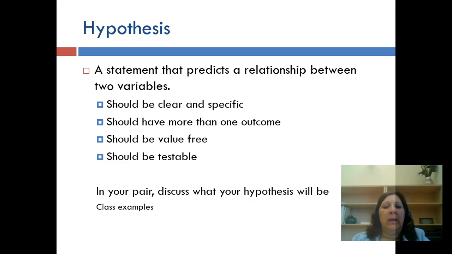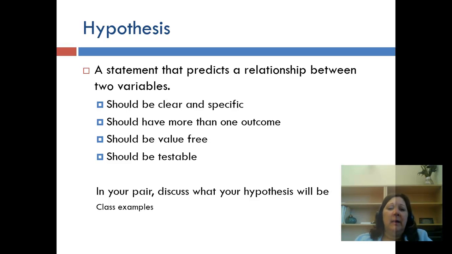Now, not all studies will have a hypothesis. If you're doing exploratory studies, you won't have a hypothesis. If you're doing a descriptive study, if you just want to find out what the characteristics of something are, you won't have a hypothesis. A hypothesis is a statement that predicts the relationship between two variables. So it says, I think that this is how the relationship between these two things is. It should be clear and specific. It should have more than one outcome. You want to make sure it's value-free, and it has to be testable. And you also want to say usually which direction the relationship is.